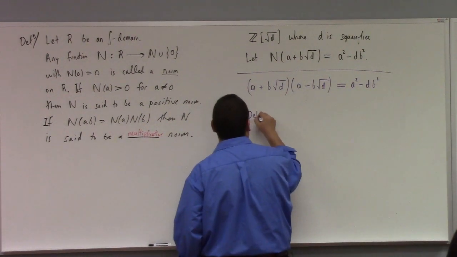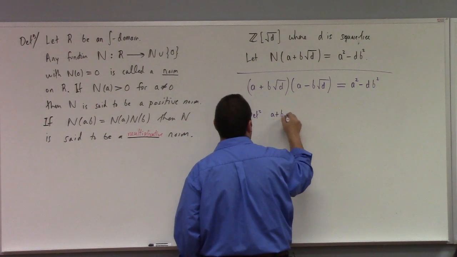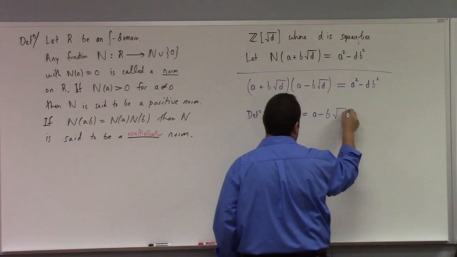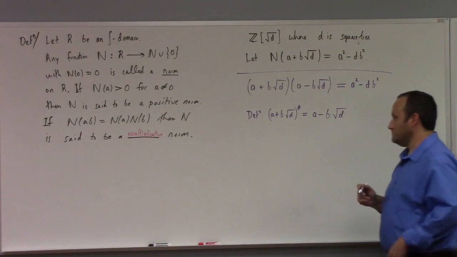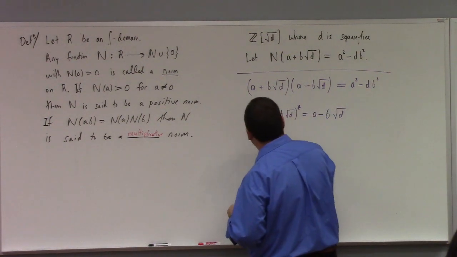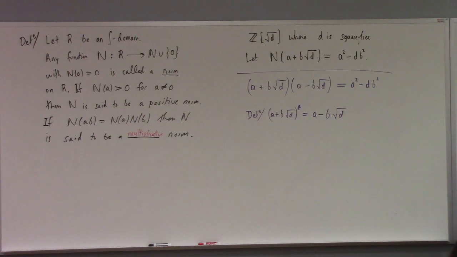So if I'm willing to say, by definition, A plus B square root of D star equals A minus B square root of D. Now, if D is negative, that is, honest to goodness, complex conjugation. But D doesn't have to be negative. So this is not always complex conjugation. It could be something else that we don't really have a name for. But it's the rational conjugation in some sense, the thing we did to rationalize, to bring square roots out of denominators back in the day.